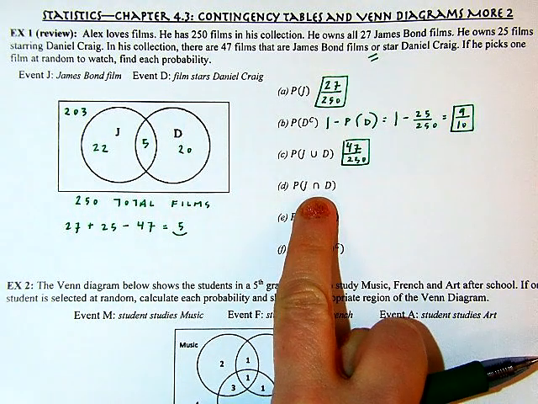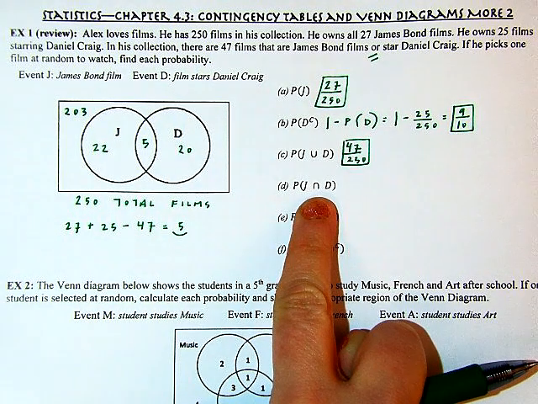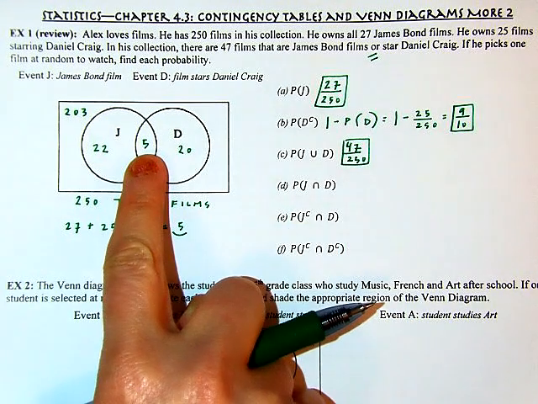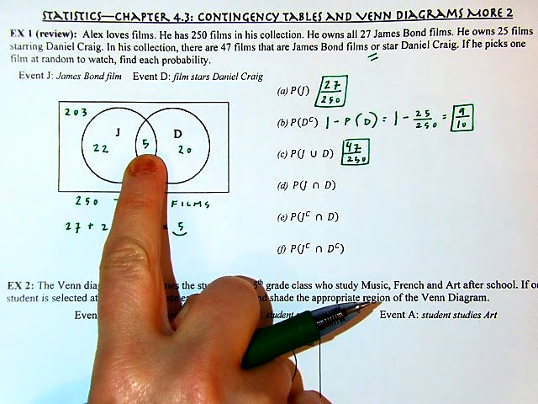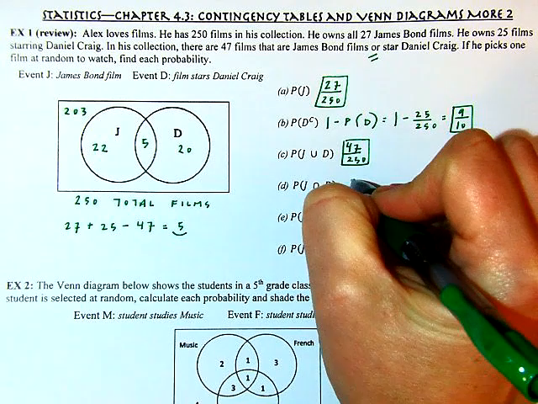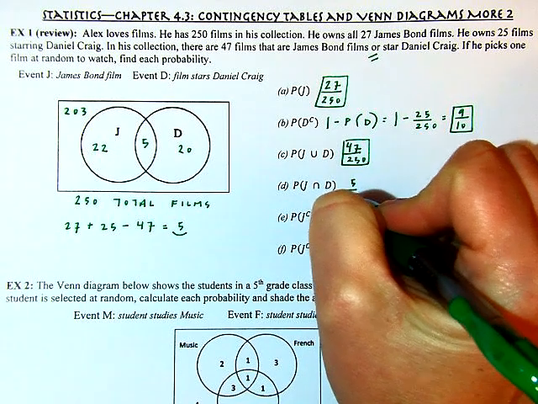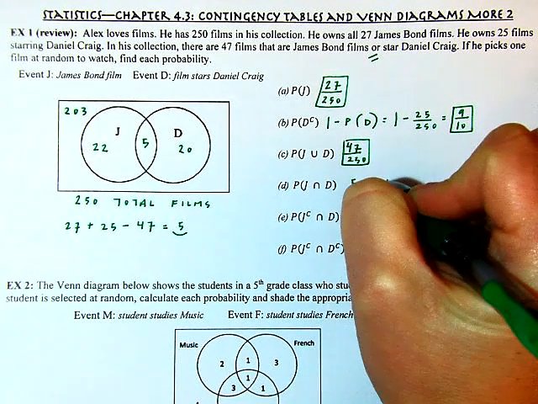Here now I see the intersection. So I'm saying, where did they overlap? That was the 5 that we calculated initially. So we're looking at 5 over 250, and then reducing it down to 1 over 50.